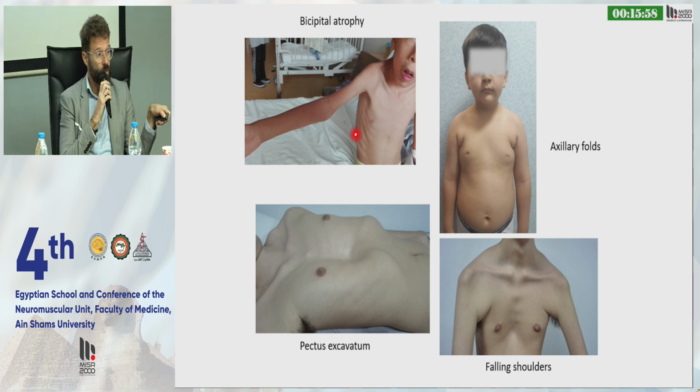Here you have a patient with a prominent bicipital atrophy. You can see the facial weakness here as well. This is a congenital Steinert patient. You have an alteration of the pectoral muscle with the appearance of this axillary fold. Here, the falling shoulders with this axillary fold that appears. Also a patient with FSHD with deformation of the thorax. So you really need to carefully analyze your patient, not only test the strength, but see where the atrophic muscles are.